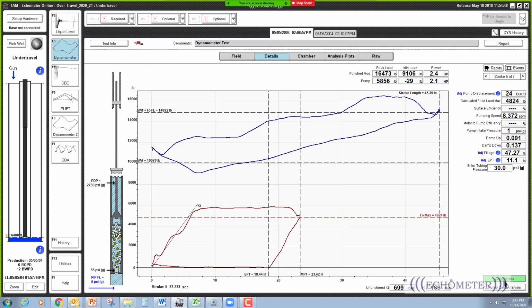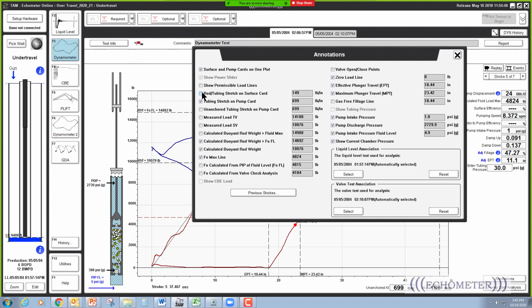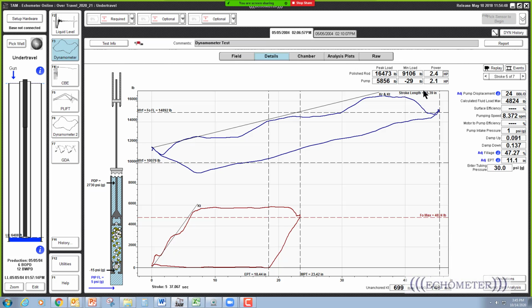So this is the surface card. How's it plot? Well, if we go back to annotations and plot the rod stretch and tubing on the surface dynamometer card, you'll see that this line right here is up and to the right, and that's the slope of a, excuse me, a severe under travel dynamometer card. This is a good example of a full pump with under travel.